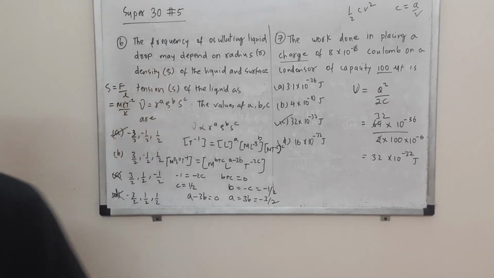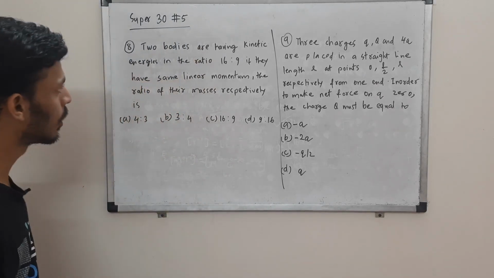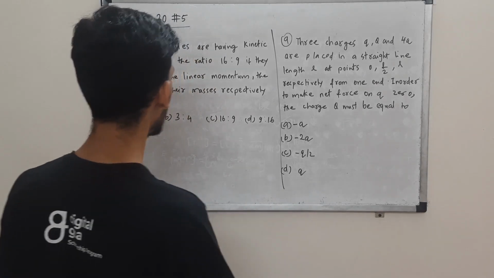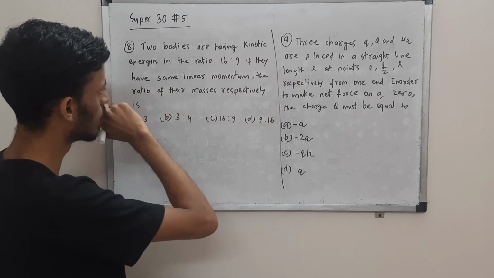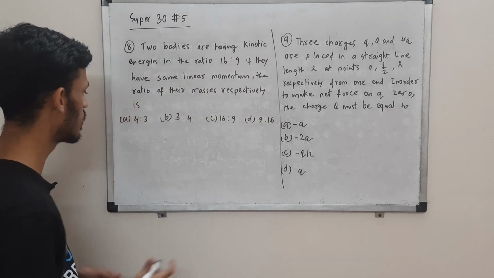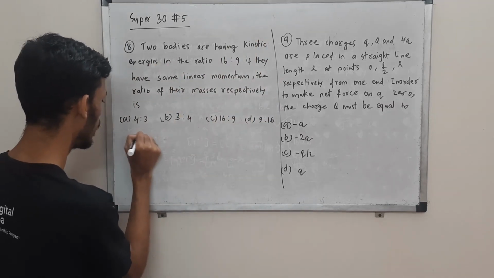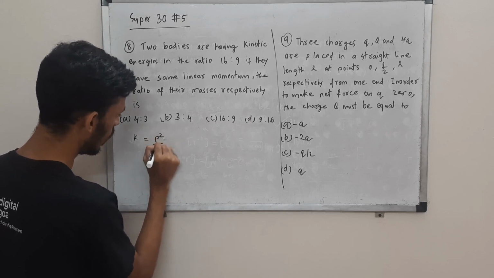So that's about these two questions. Over to the next one. Going to question 8 and 9 over here. In question 8, we are told that the kinetic energies of two bodies are in the ratio 16:9. You are supposed to tell, if they have the same linear momentum, the ratio of their masses. It's very simple. I can see kinetic energy and linear momentum. What is the relation between them? K is equal to p square by 2m.